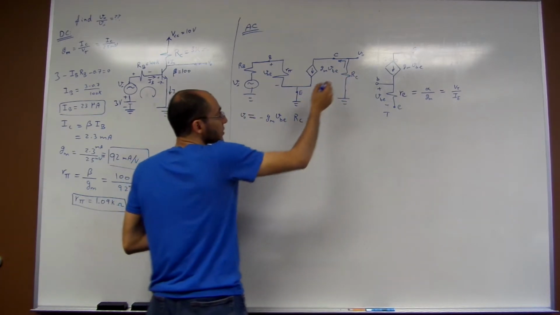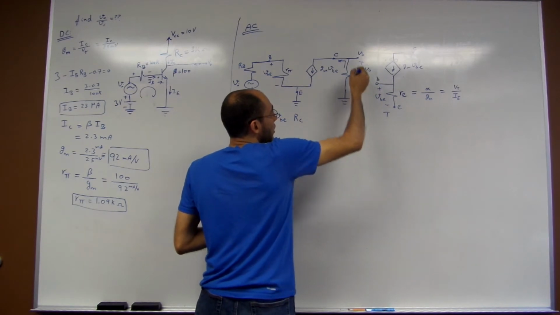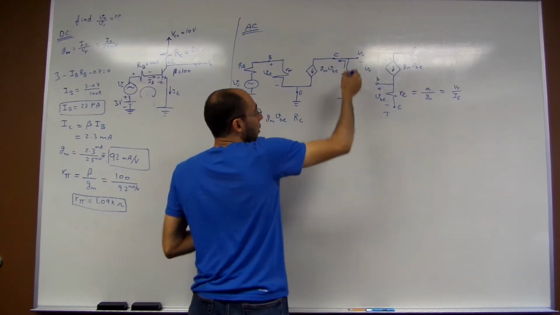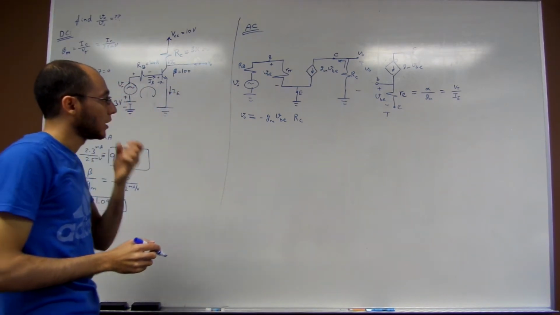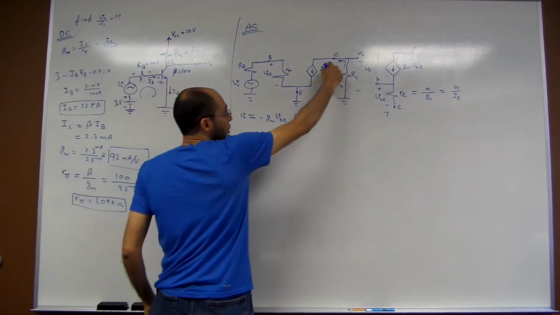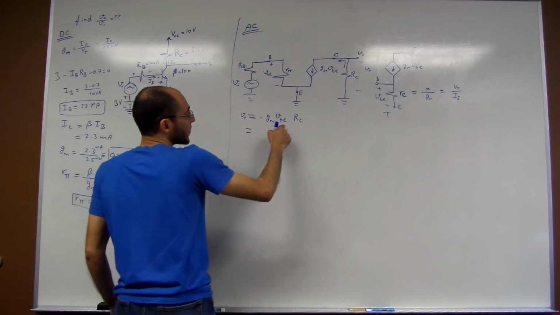Why negative? Because ideally this is the output, so the current should pass from the top to the bottom, but this current is opposite to that, so that's why we have this negative value. What is the value of VBE?